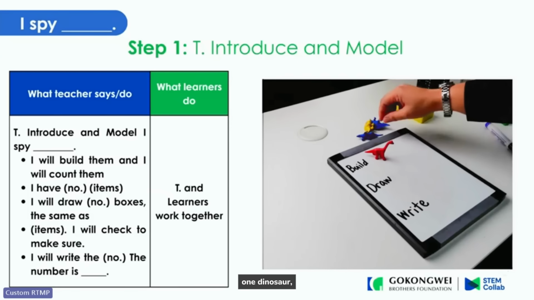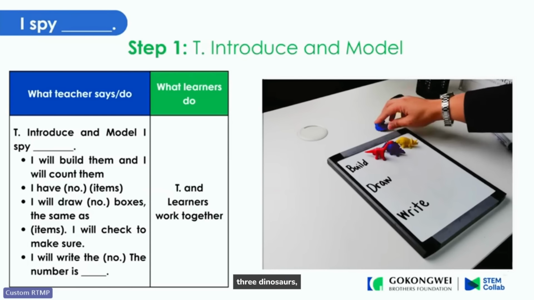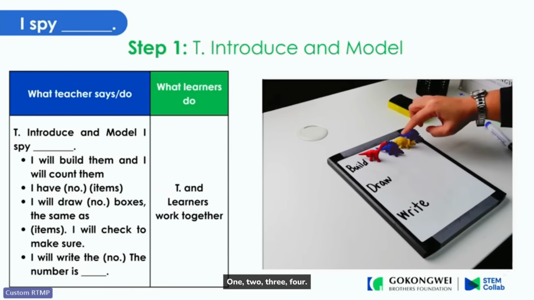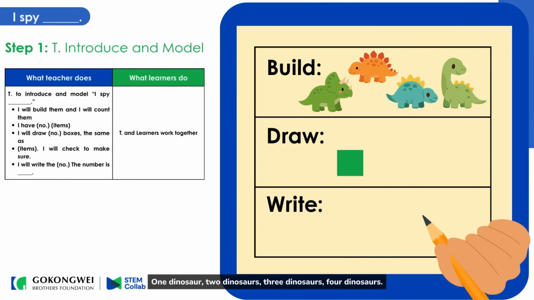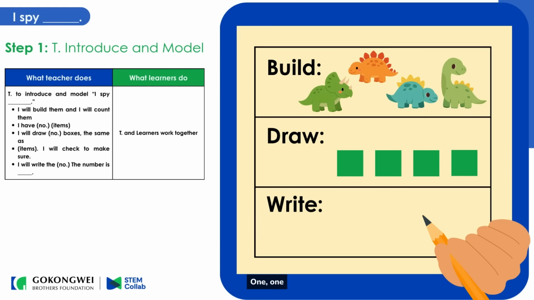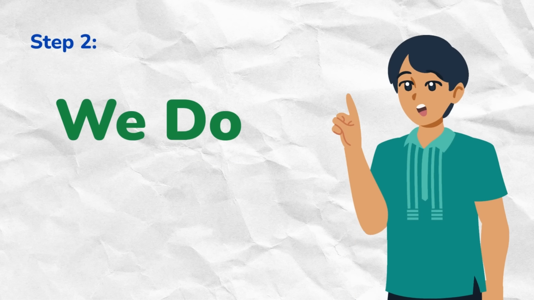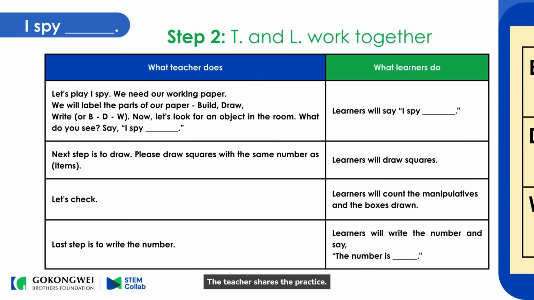Okay, so I see 1 dinosaur, 2 dinosaurs, 3 dinosaurs, 4 dinosaurs. 1, 2, 3, 4. I have 4 dinosaurs. I will try to draw it. This is a dinosaur. 1 dinosaur, 2 dinosaurs, 3 dinosaurs, 4 dinosaurs. 1, 2, 3, 4. I will now write it. I have 4 dinosaurs. The teacher shares the practice.